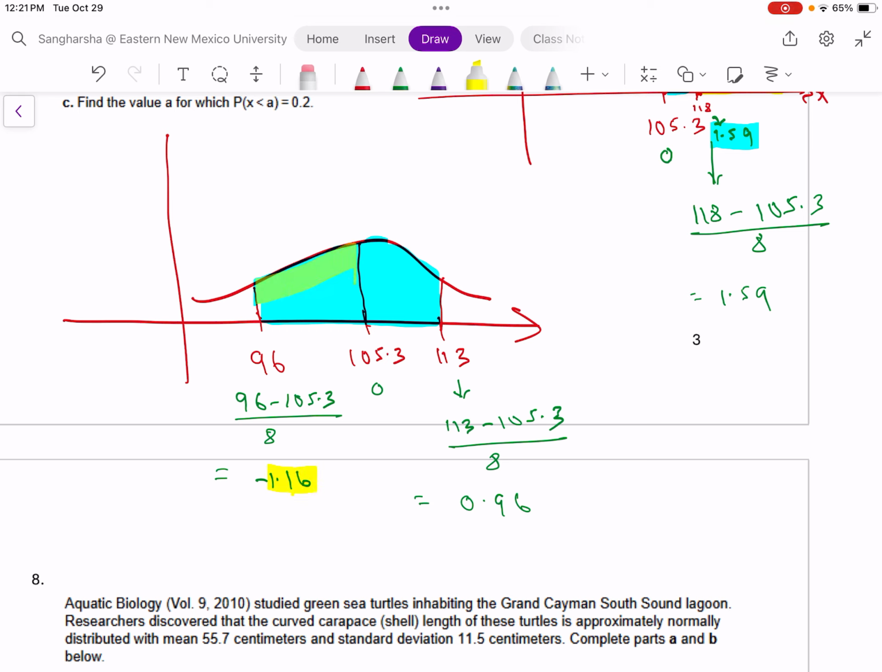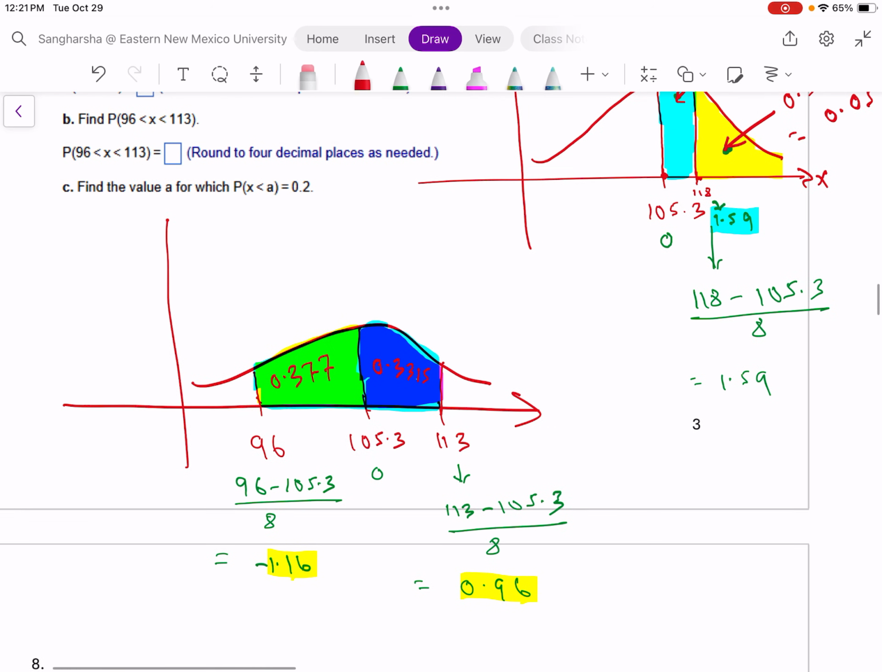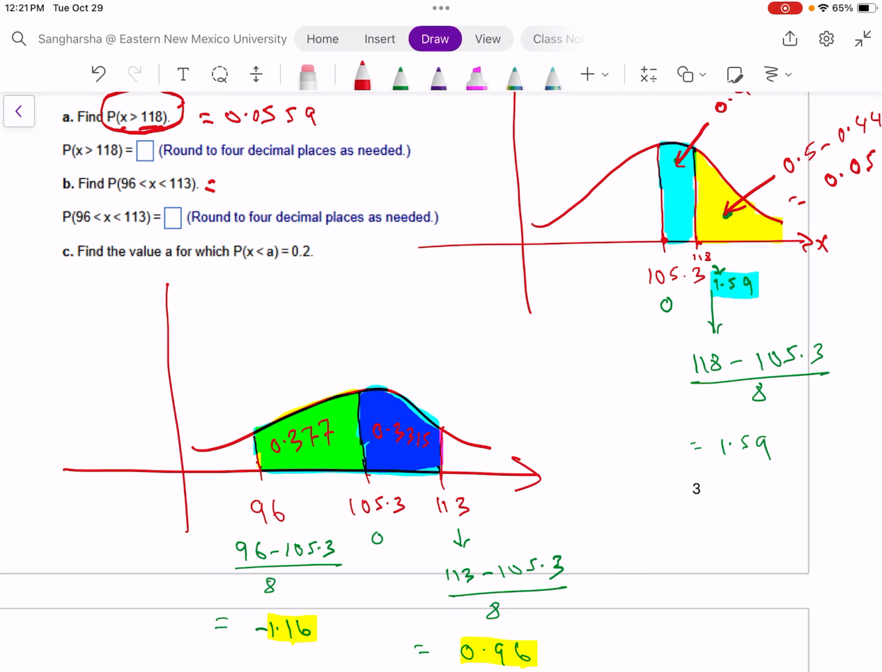of this region, not all. So what will be the area of this green region? It's 0.377. Now you use this Z value and that will give us the area of the second region. That gives us the area of this region. And what is the area? 0.3315. Now what will be the probability? It's the sum of these two numbers, right? So you add 0.377 and 0.3315 and you get the probability.